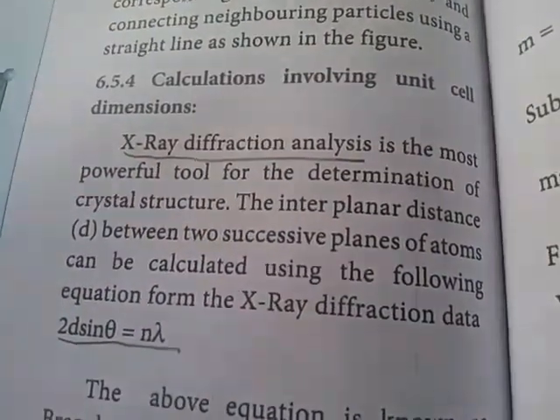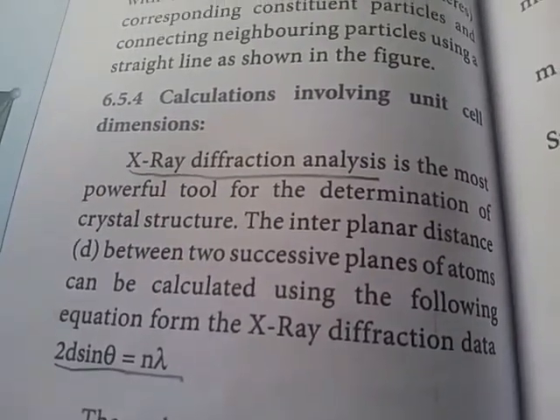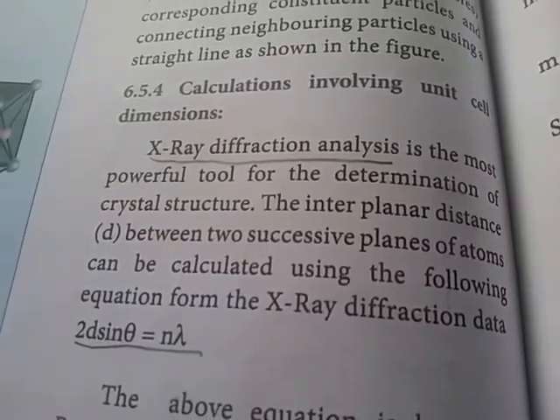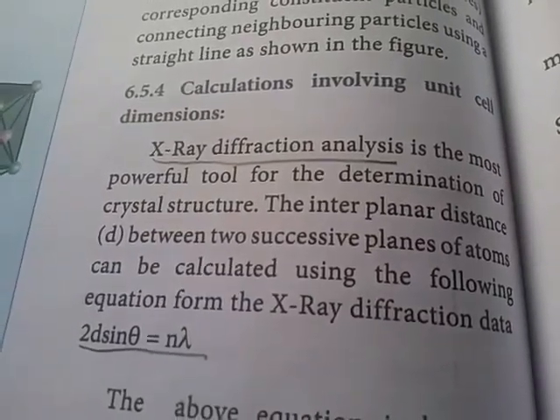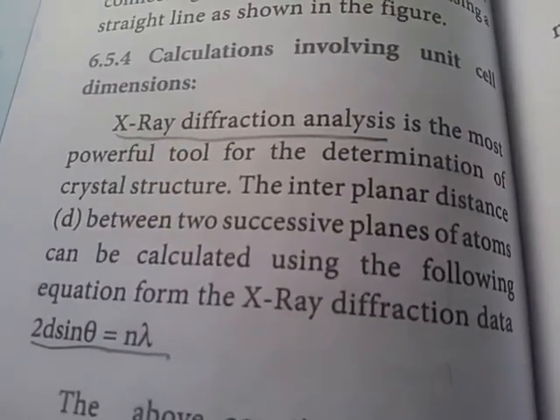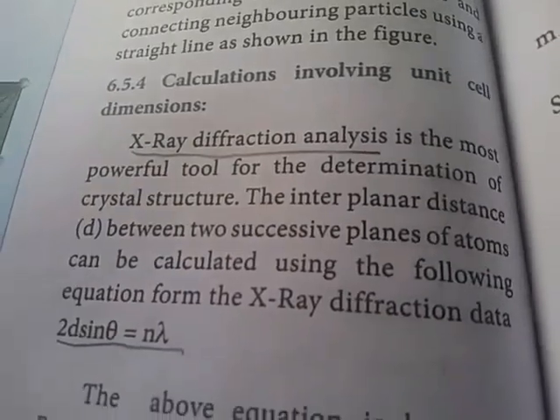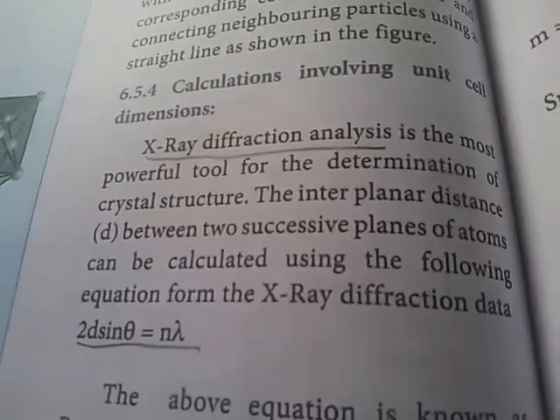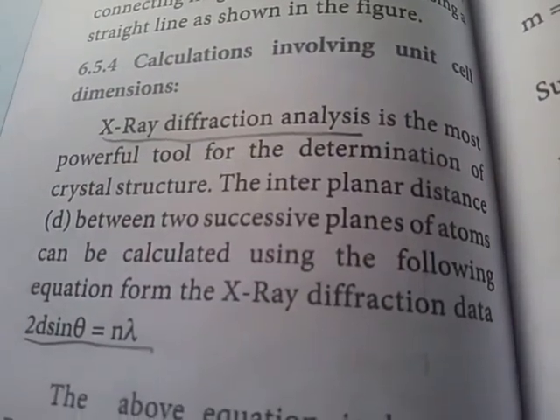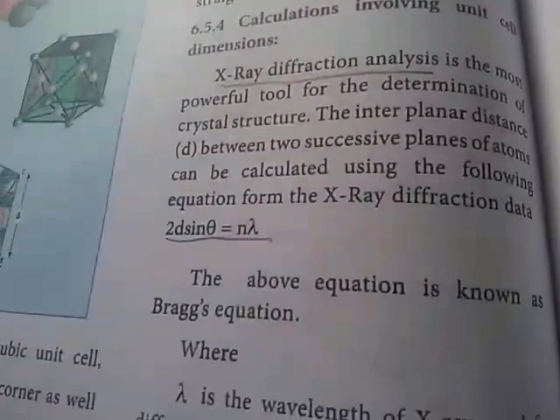Welcome to chemistry class. We already studied different types of unit cells: primitive unit cell, non-primitive unit cells, and in that the simple cubic cell, body-centered cubic cell and face-centered cubic unit cell. Now we are going to see the calculations involving unit cell dimensions. From this equation we can calculate the value of the edge of the unit cell.